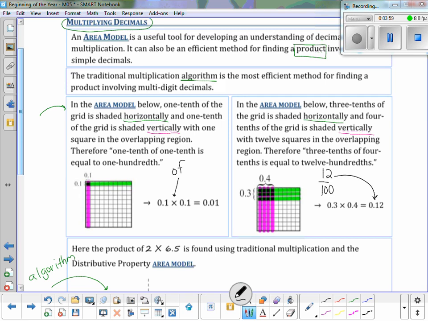Okay, I'm writing additional things on my notes. You can do that too. Okay, once again, we have 3/10 of 4/10. So that's a really great area model that helps us see why this works. We're finding a part of something.